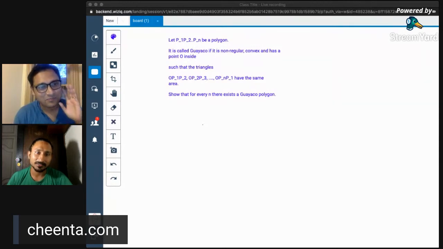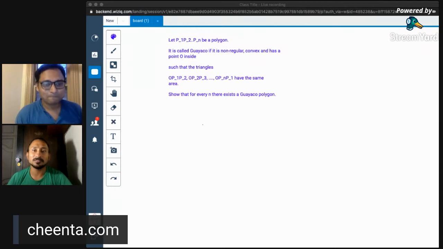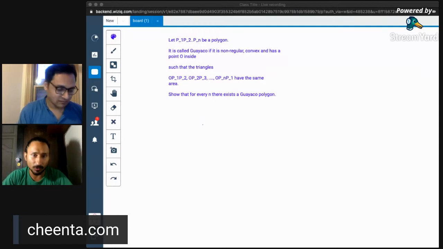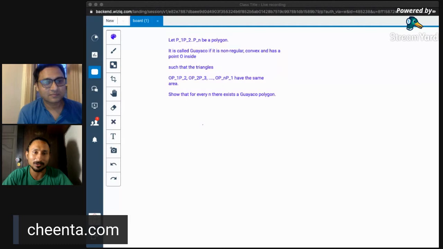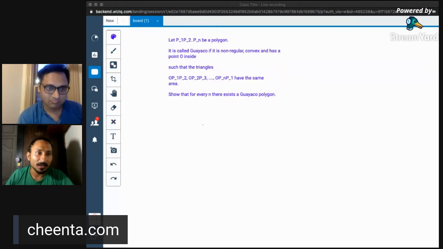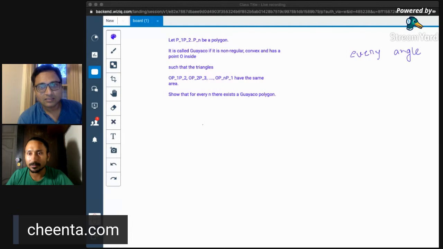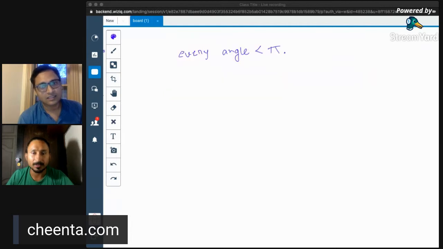The problem says that suppose we have an n-gon which is not regular. Not regular means the sides are not equal. You know what a regular n-gon is. It's not regular. It's not concave, which means it's convex, so no angle is greater than pi. Every angle is less than pi. And it has a point O inside.